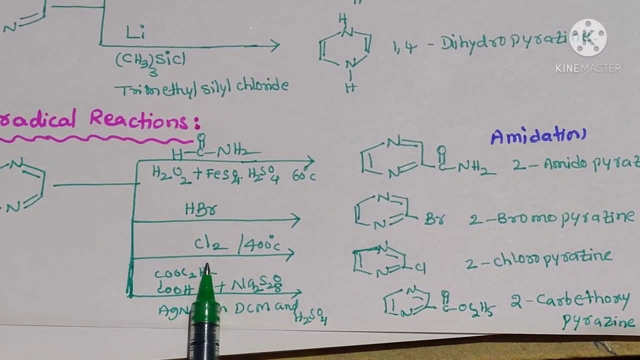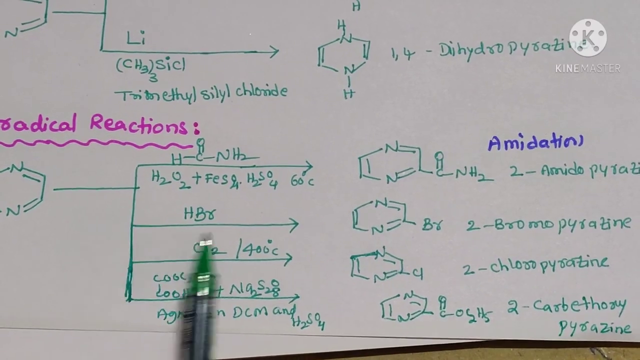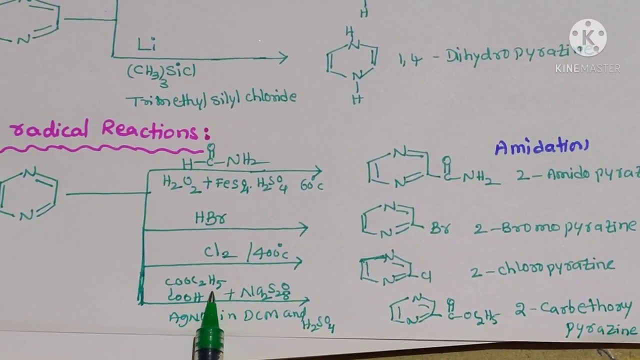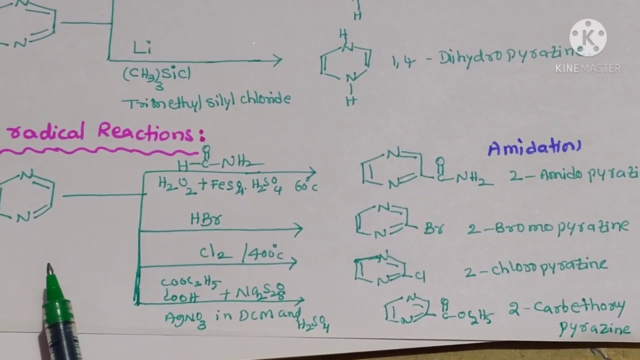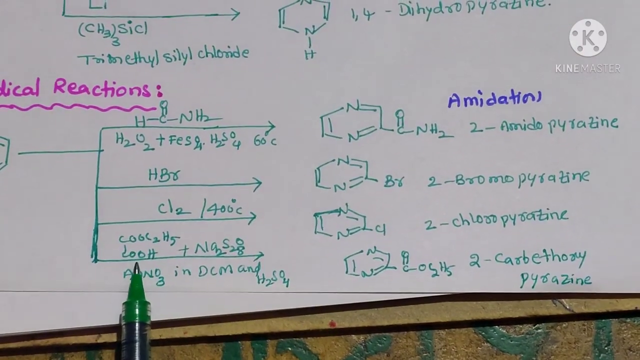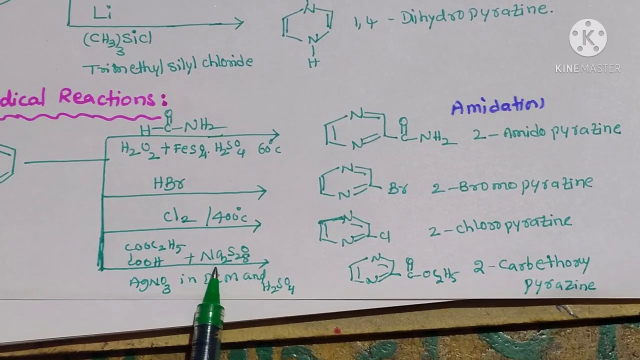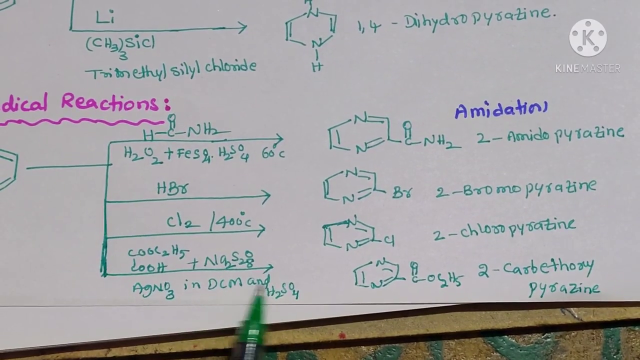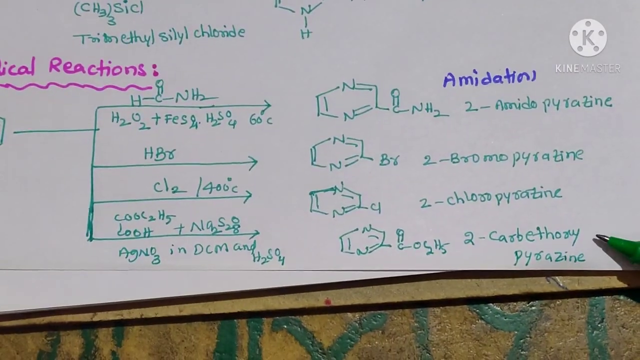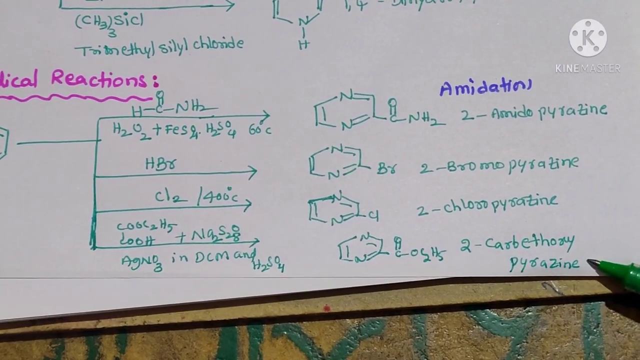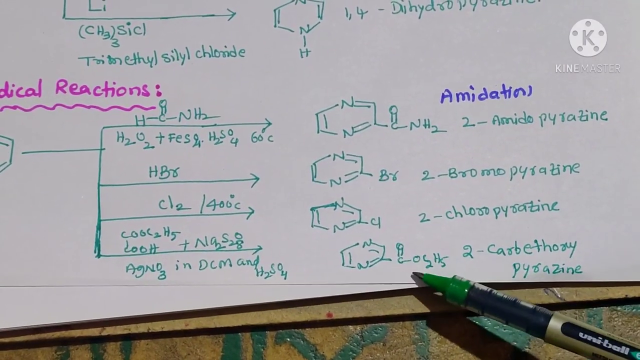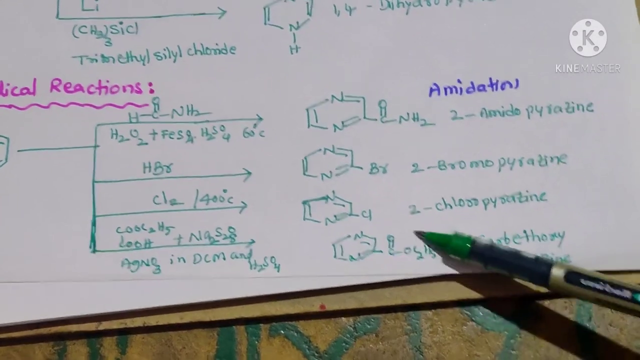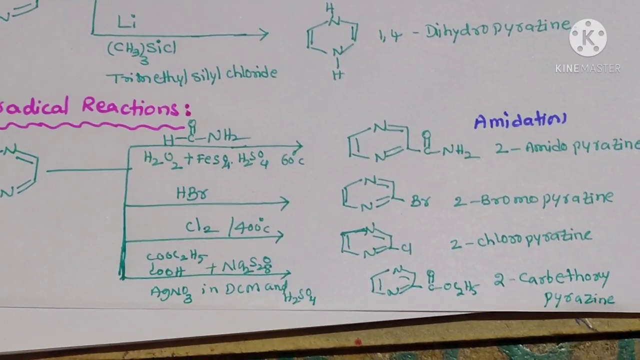When chlorine is heated with pyrazine at 400 degrees centigrade, it gives us 2-chloropyrazine, and this is monoethyl oxalate. So when pyrazine is heated with monoethyl oxalate in the presence of Na2S2O8, that means sodium persulfate, with AgNO3 in the presence of DCM and H2SO4, it gives us 2-carbethoxypyrazine. This COOC2H5 group is known as the carbethoxy group. So this is substituted at the second position, 2-carbethoxypyrazine.